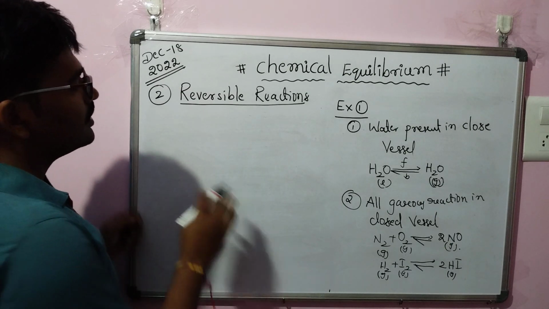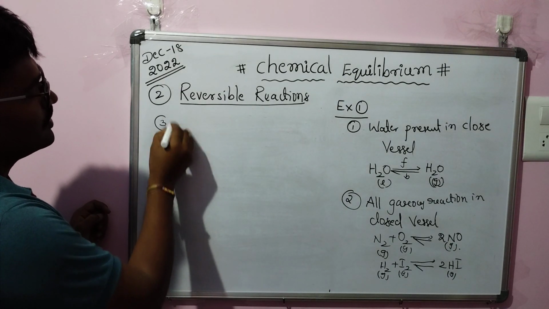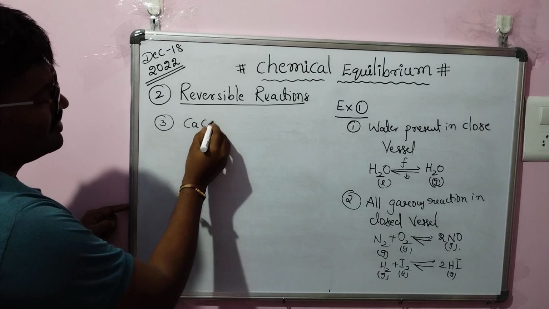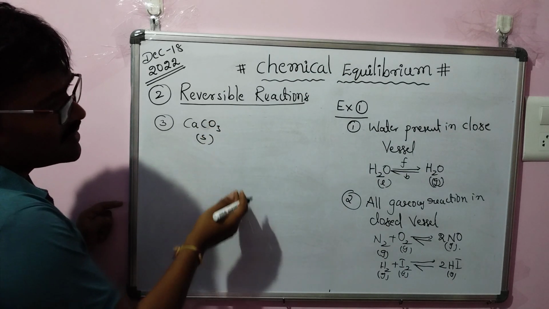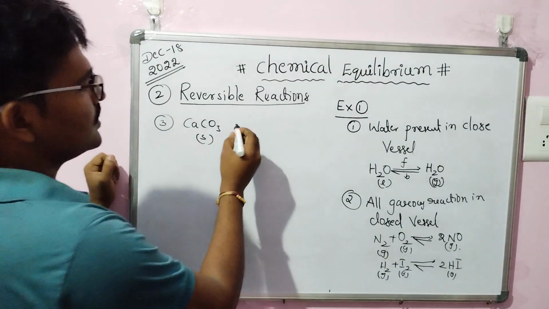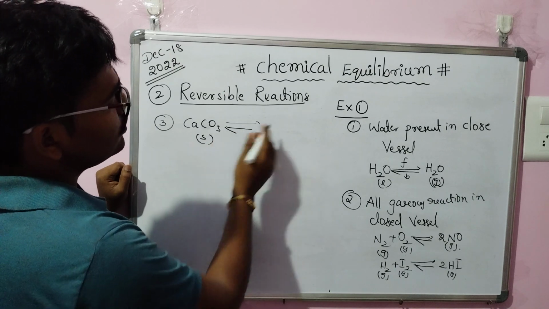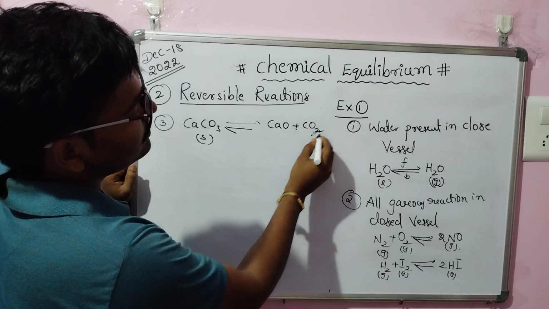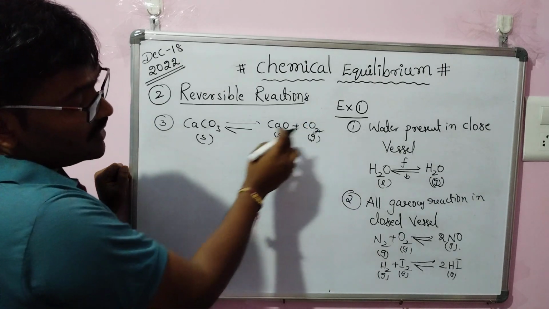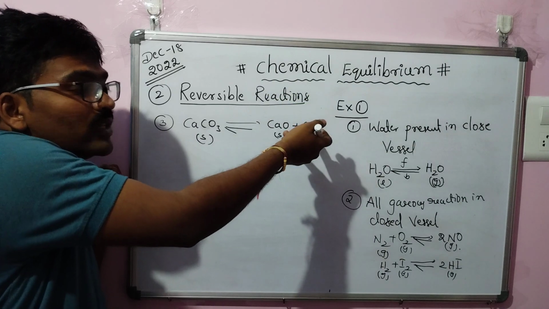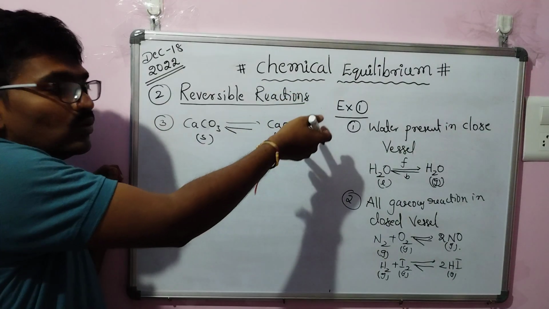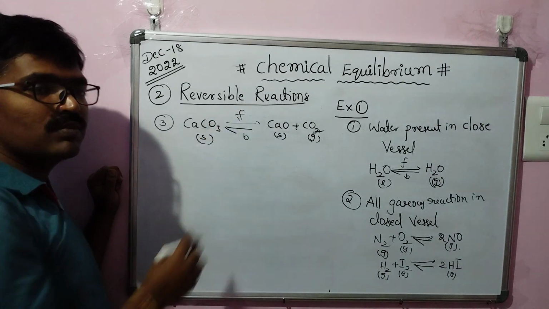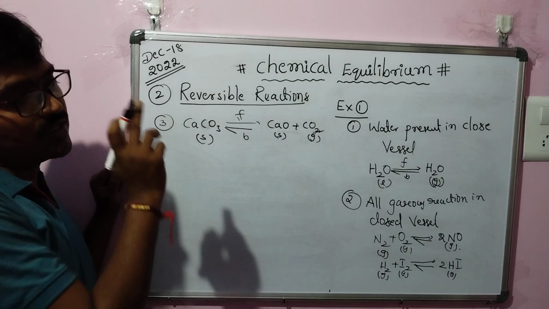Just look at this. One more example, that is CaCO3, which is a solid. When it is present in the closed vessel, first CaCO3 can be converted into CaO plus CO2. Sir, CaO is a solid. CaO can absorb the CO2, then it can convert into CaCO3 again. So both forward reaction and backward reaction take place. Such type of reactions we call reversible reactions.